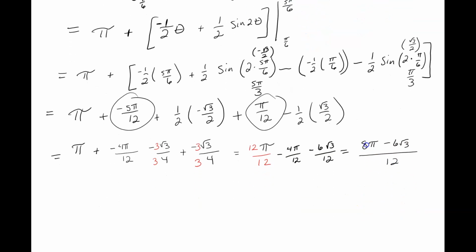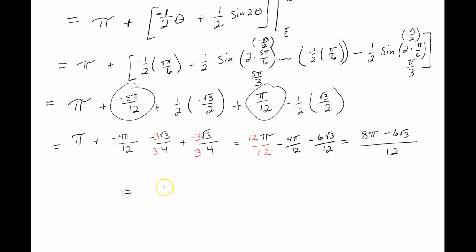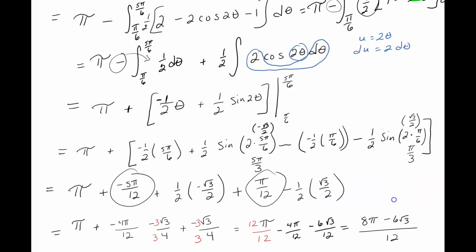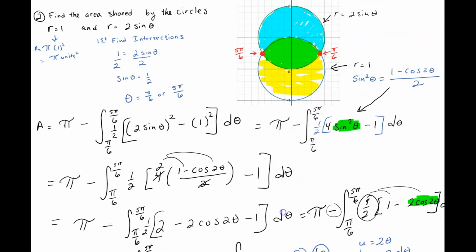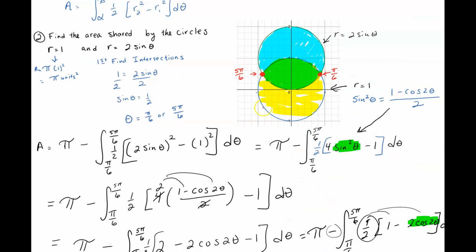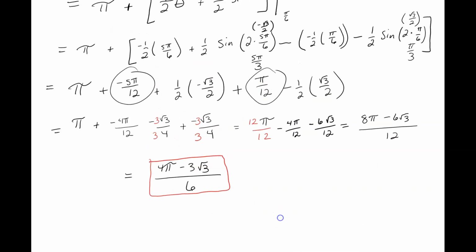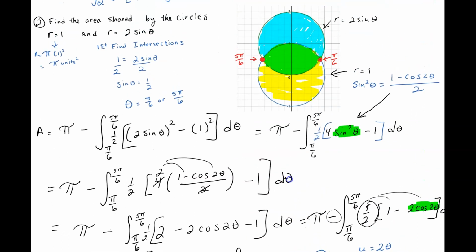And we can reduce this by 2. So what do we get? When we divide by 2, we get 4 pi minus 3 square root of 3, all over 6. And that right there represents the area between those two circles, which is this part that we shaded here in green. Remember, you've got to take the area of one of the circles, and we knew the area of this yellow one to be just pi because the radius was 1. So pi radius squared, so pi units squared.